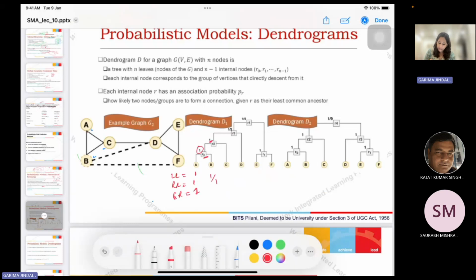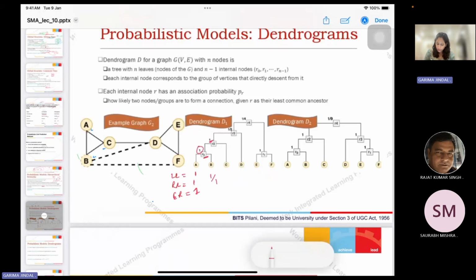Now let's check at R2. At R2, your LR value is 2, right? RR value is 1. And then your ER value: how many edges are combining these two groups? That is 2. So the probability is 2 by 2 into 1, that is 1. This is the calculation for R2.